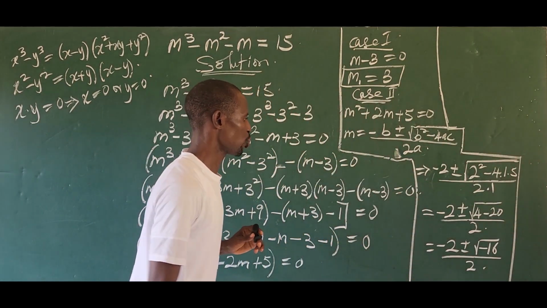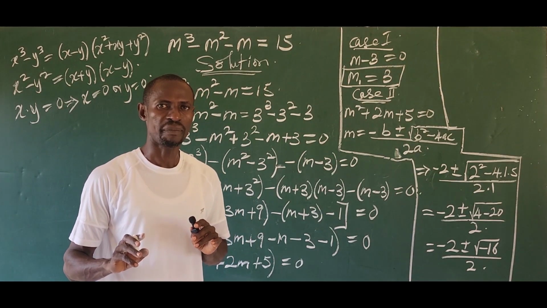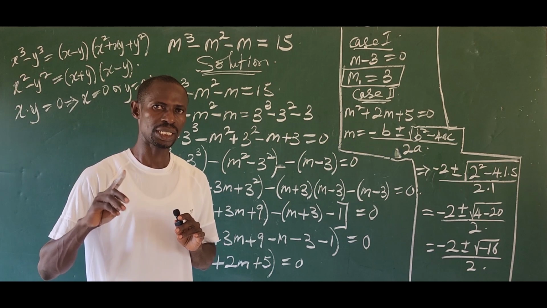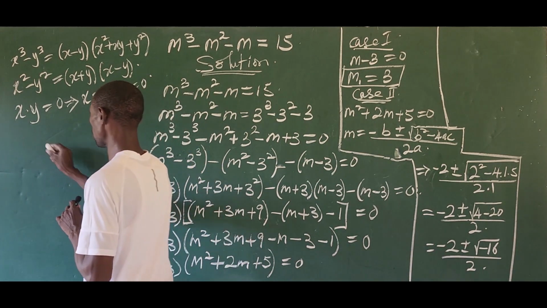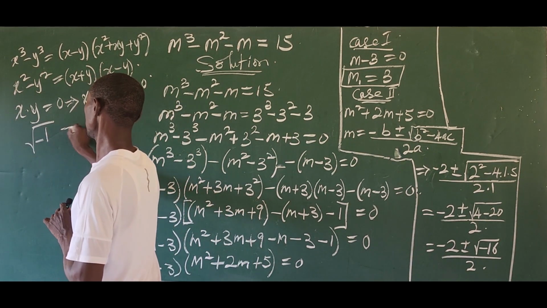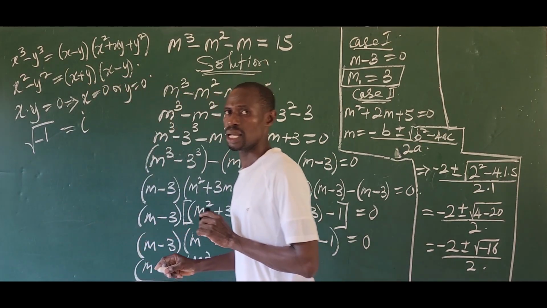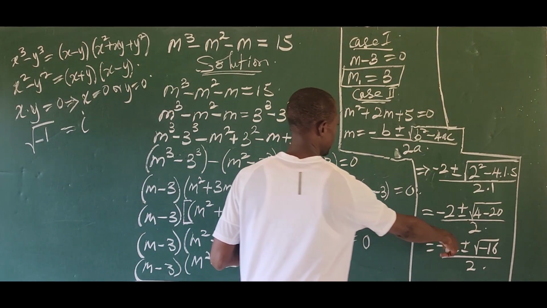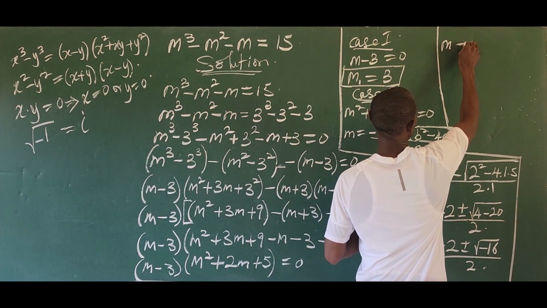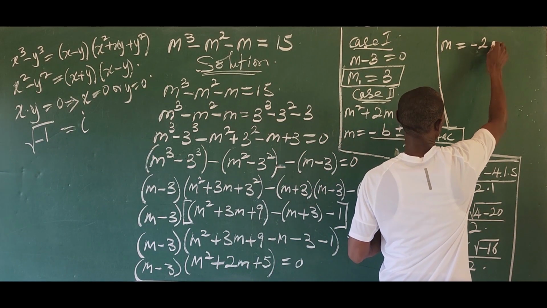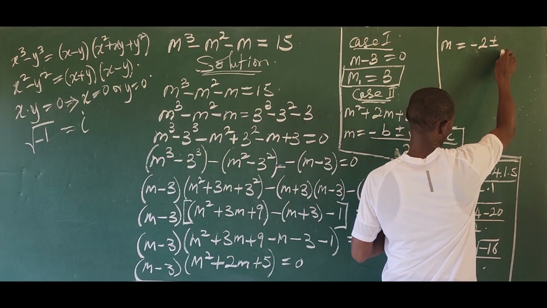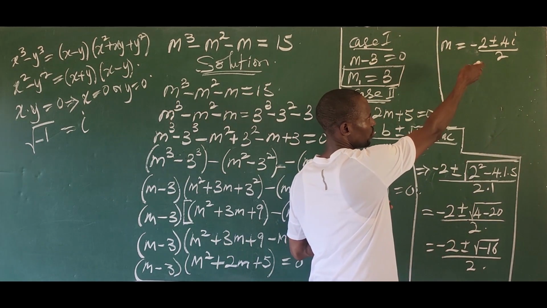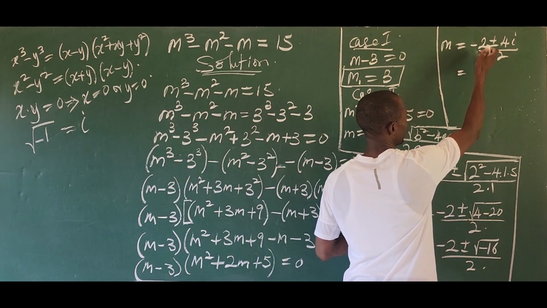Okay, so the square root of minus 16 can be split into minus 1 times 16. And the square root of minus 1, we know, is equal to iota, right? Good. And the square root of 16 is 4. So we can rewrite everything here. This will now give us m equal to minus 2 plus or minus 4 iota, all over 2.